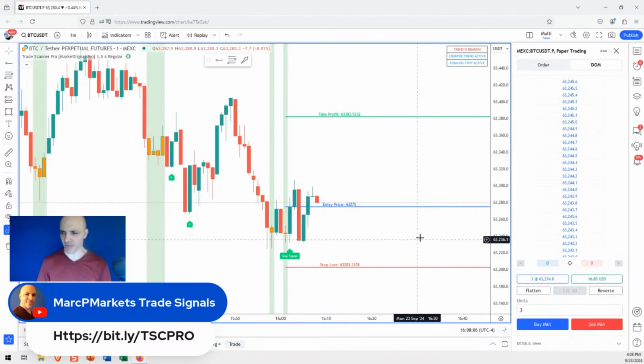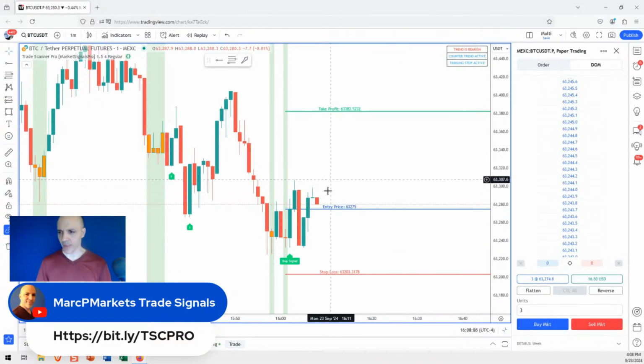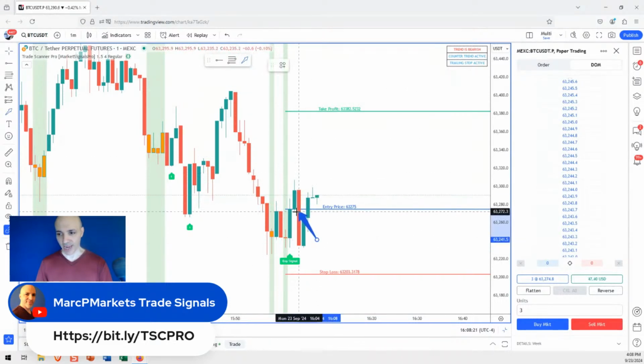Let's give it a little time. I mean, if this thing gives me a hard time, whatever, I'll just get out. But I just wanted to show you how this works. Now, one thing I like to do, which is more advanced, is when the market starts out my way and I enter, and then it goes below the entry price, and then it goes back above the entry price.